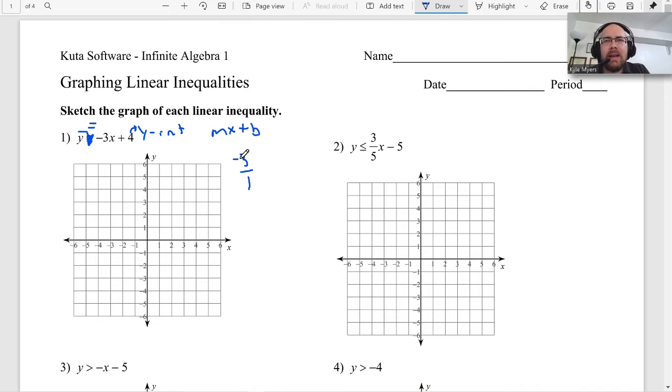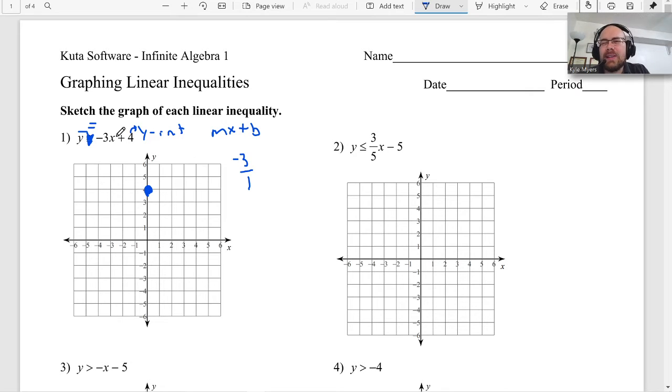I like to keep the negative always on the top number, and that way the bottom number will always go to the right. But that just tells us how slopey it is. We don't know where to start. The 4 is where we start. So we start here at 4. Put a dot there. Not too crazy. And then we just follow the slope from there. So the slope tells us where to go, not where to start. You got to start with the 4.